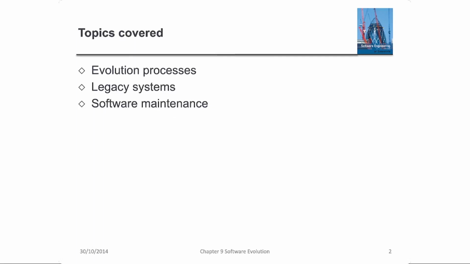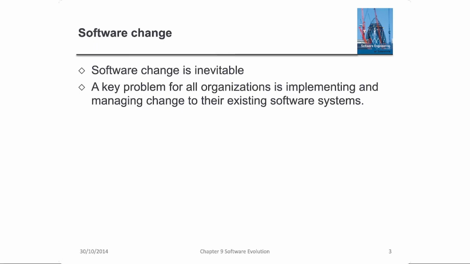In this episode, we are diving into the pivotal processes of software evolution. As you can see, slide number 2, chapter 9 will be covering different topics, including evolution processes, legacy systems, as well as software maintenance. Moving on to slide number 3, here we confront the unavoidable truth of software change. It's a universal challenge for organizations to not only implement but also to manage these changes efficiently in their existing systems.